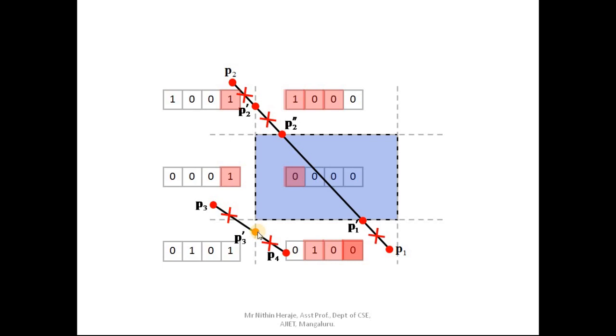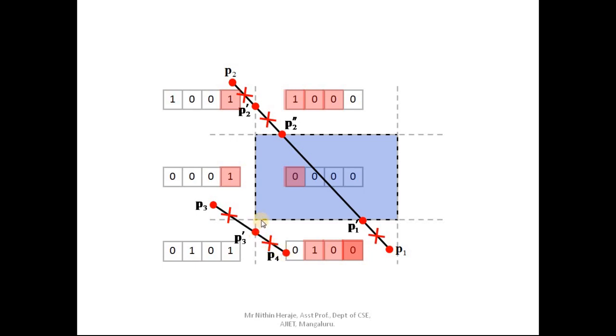Next, after left you can check for top, then for right, and then you come to the bottom. In the bottom you find that P4 is in the bottom region. When it is the bottom region, you need to find the horizontal intersection over here, but then you have the line segment only till here.